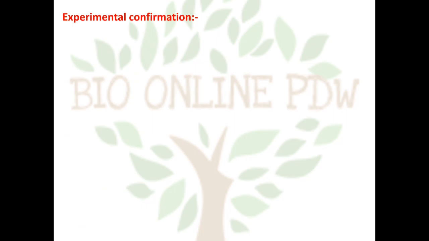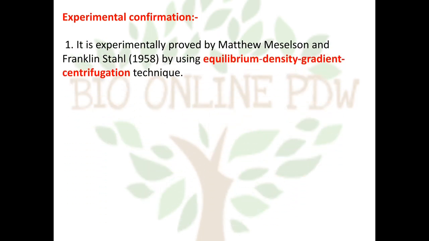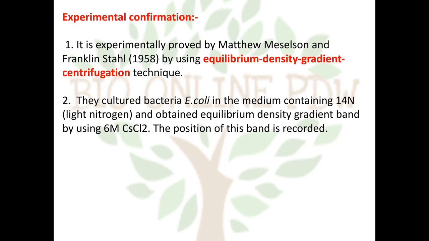Now the experimental confirmation of semi-conservative DNA replication. It was experimentally proved by the scientists Matthew Meselson and Franklin Stahl in 1958 by using the equilibrium density gradient centrifugation technique. Meselson and Stahl cultured bacteria E. coli in the medium containing 14N, that is the light form of nitrogen, and obtained an equilibrium density gradient band by using 6 molar cesium chloride solution. The position of this band is recorded.